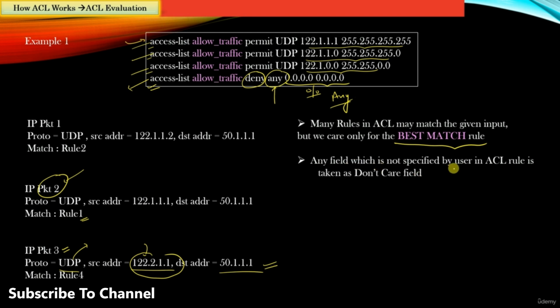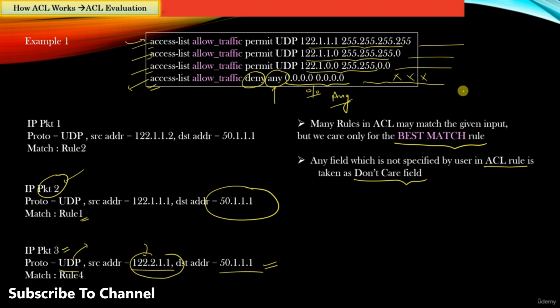Any field which is not specified by the user in an access control list rule is taken as a don't care field. So you can see we have not specified destination IP address and mask against any of these ACL rules. So it means that they are don't care. Do not bother about matching the destination IP address from the packet with the destination IP address and the mask value specified in the ACL rule. So they are implicitly programmed as don't care in the data structure.